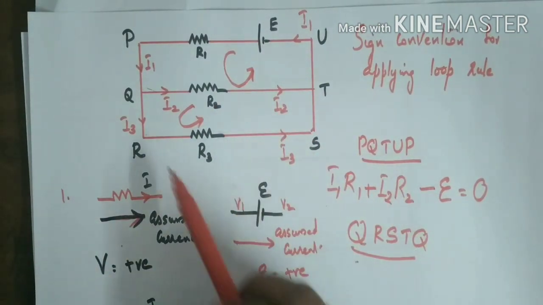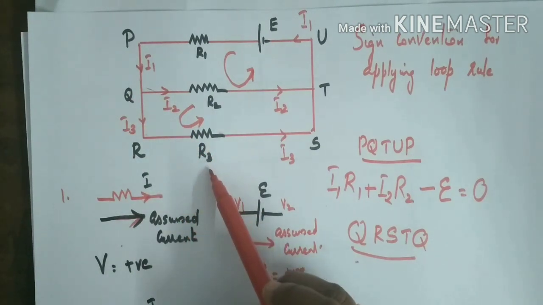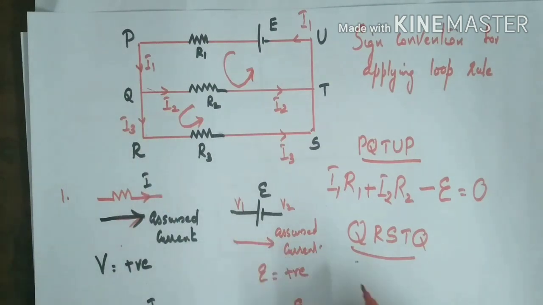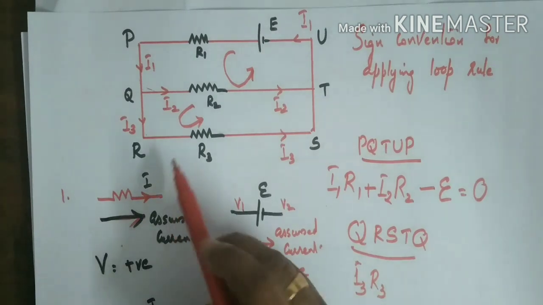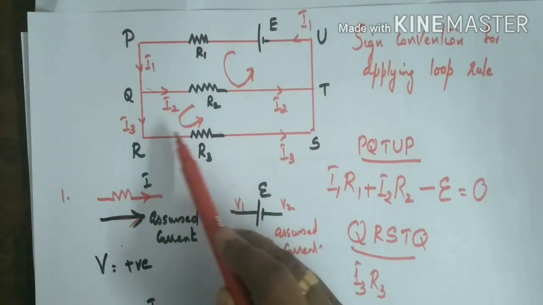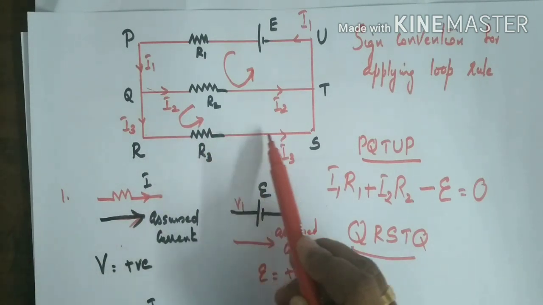Now take the potential difference here, QR. What is the potential difference across resistance R3? What is the current flowing through it? I3. So its potential difference is I3 R3. Positive or negative? Same, no? Same direction. Original direction and assumed direction are the same, therefore its potential difference is positive.